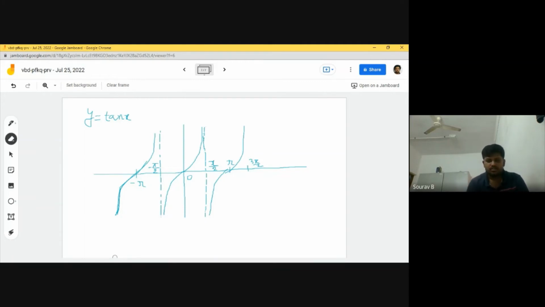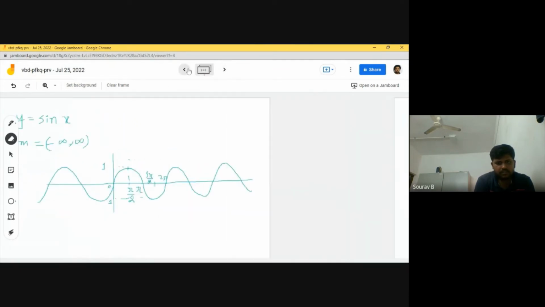Also, its range is from minus infinity to plus infinity, unlike sin x and cos x where the range is from minus 1 to plus 1. But the domain is everywhere. The domain is from minus infinity to plus infinity. So that's the case.